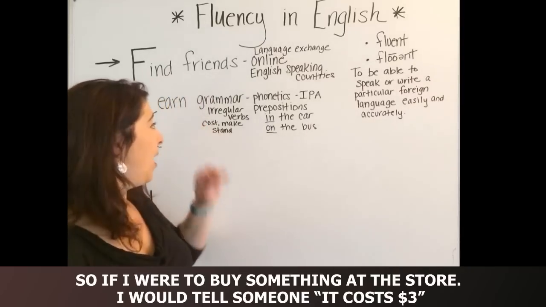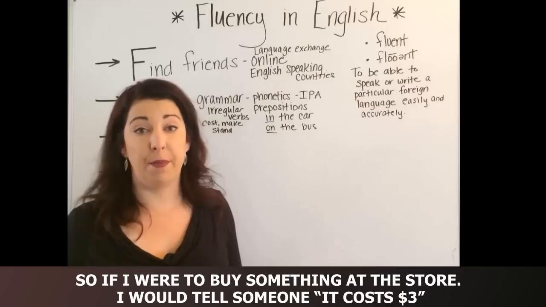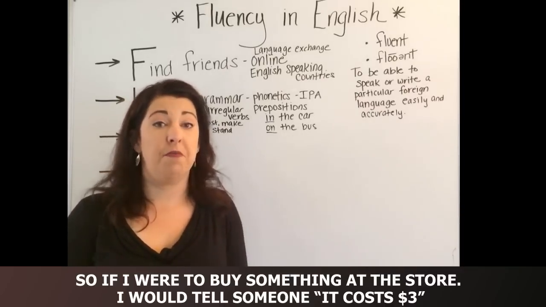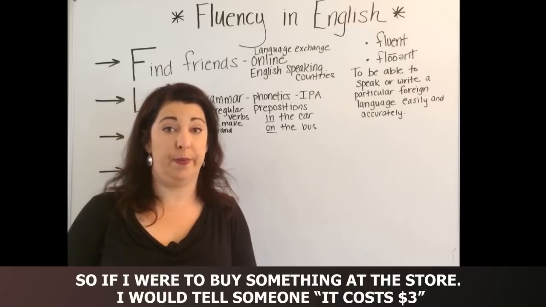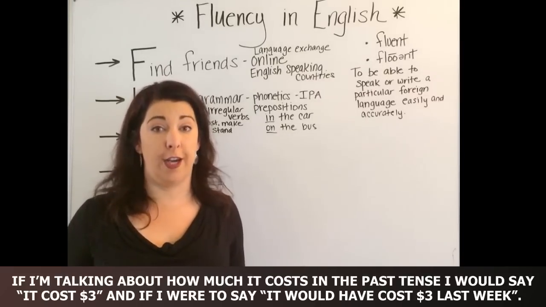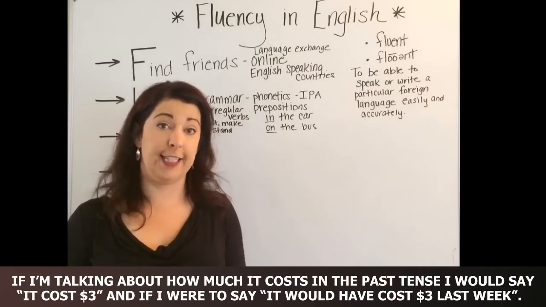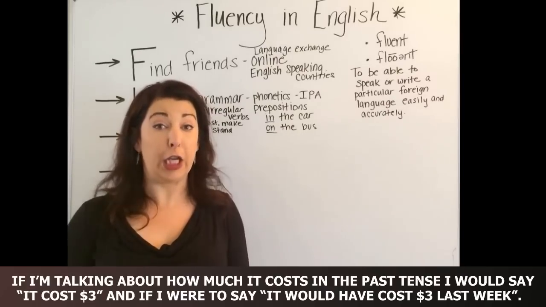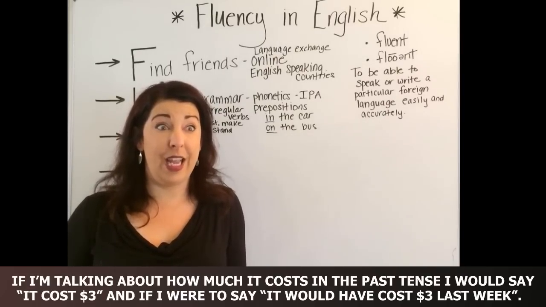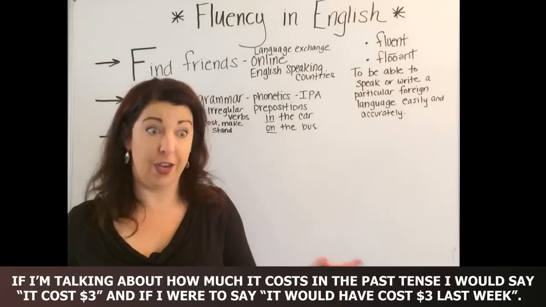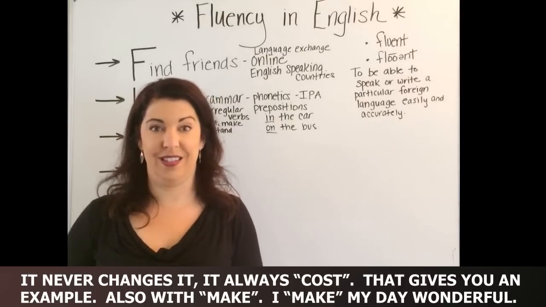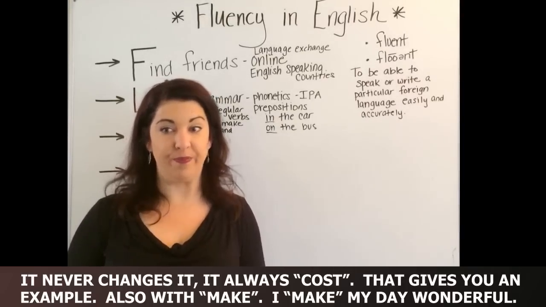So if I were to buy something at the store, I would tell someone, it costs $3. If I'm talking about how much it costs in the past tense, I would say, it cost $3. And if I were to say, it would have cost $3 last week, it never changes. It's always cost. That gives you an example.